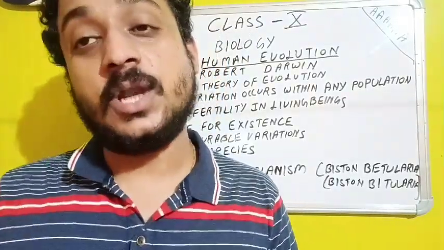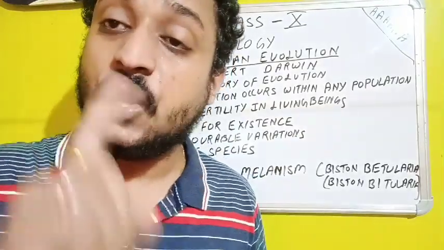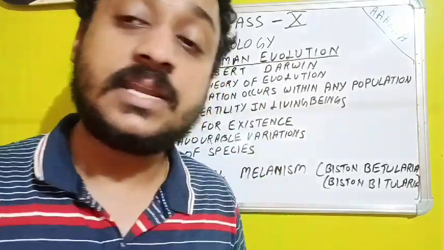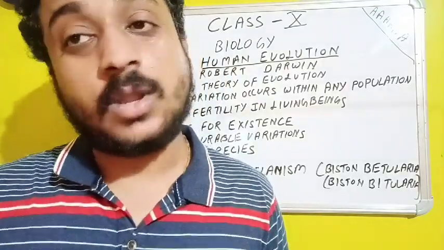He postulated different hypotheses, and finally he concluded the theory of natural selection, which he wrote in his book, On the Origin of Species. So this was about Darwin.